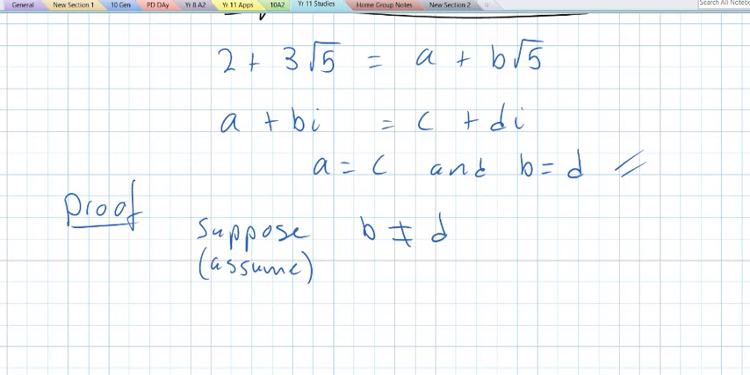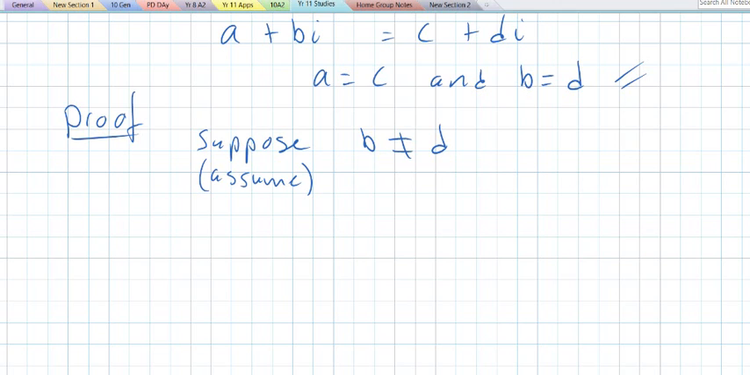So it's a bit like tossing a coin and then assuming it's a head. If we toss a coin, assume it's a head, and then we have a look at it and it's not a head, therefore it must be a tail. Here we've got two options. Either it's equal or it's not equal. We're assuming it's not equal, and let's see if that works.